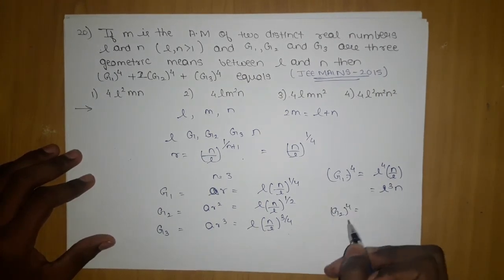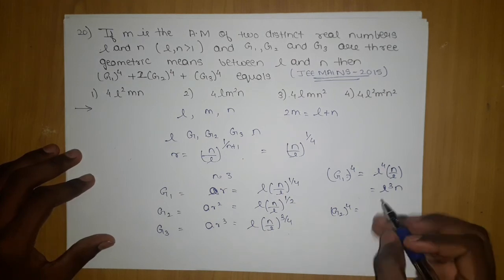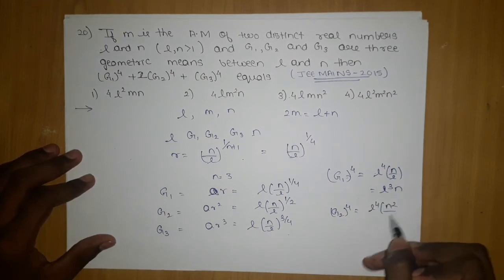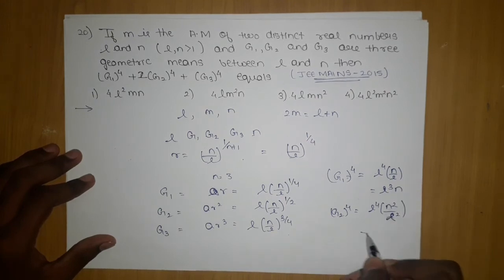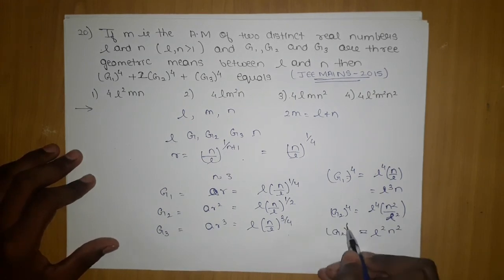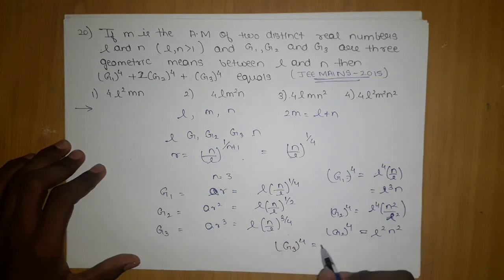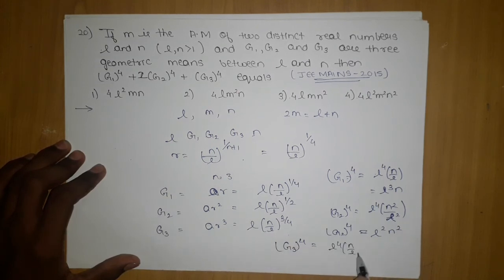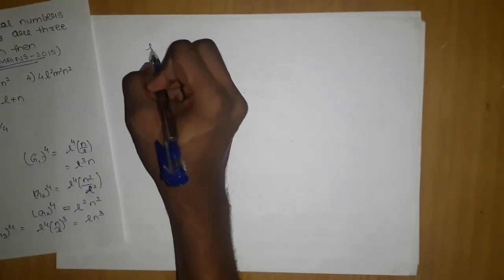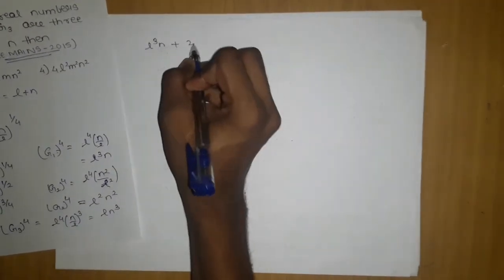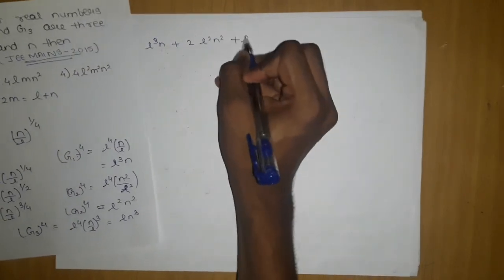g2 power 4 will be what? It will be l power 4 into (n by l) square, in which l square will cancel out, leaving l square n square. This will be my g2 power 4. Now I want my g3 power 4, which will be l power 4 into (n by l) the whole cube, which will be l n cube. Okay, now we will substitute these values to get the answer. Firstly, I have l cube n plus twice l square n square plus l n cube.